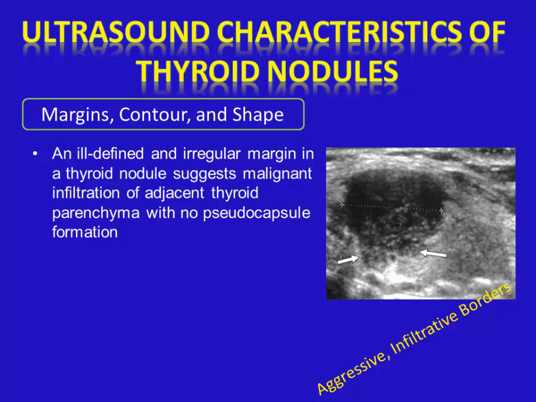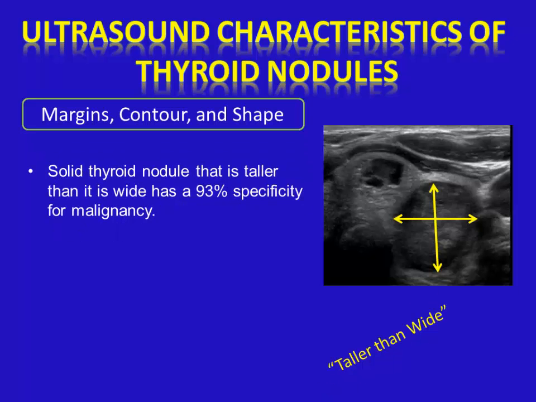An ill-defined margin, like this one, an infiltrative margin, is also a sign of being malignant or a suspicious feature for the nodule. Another sign which was described with high specificity for being malignant is when you measure the thyroid nodule in the transverse scan, and you find that the anteroposterior diameter is more than the transverse diameter. This is a sign for malignancy with a specificity around 93%.